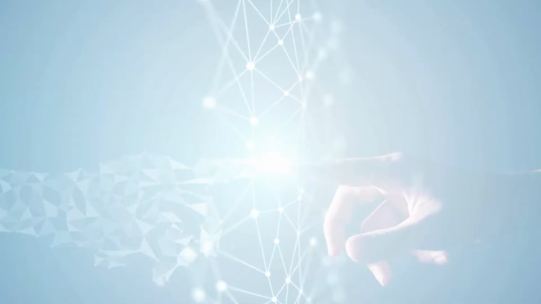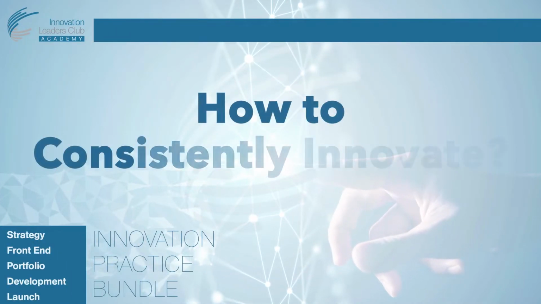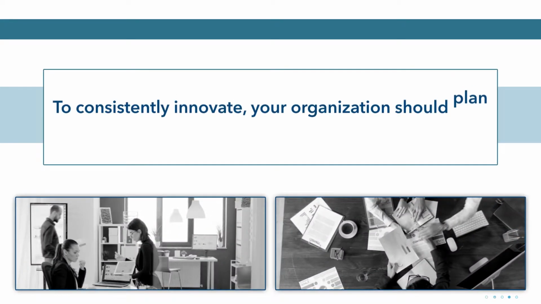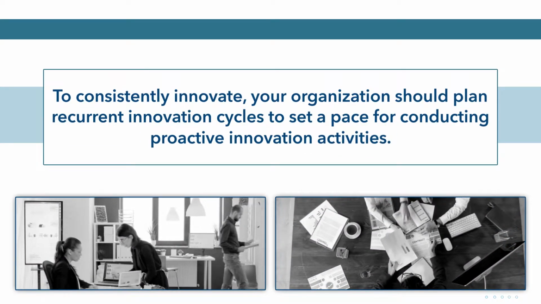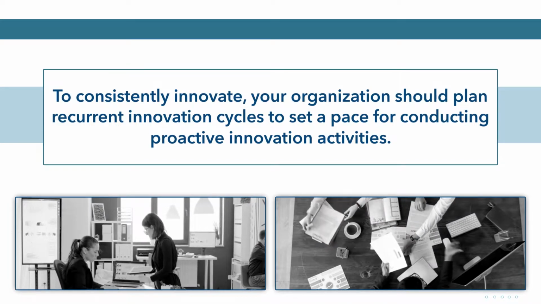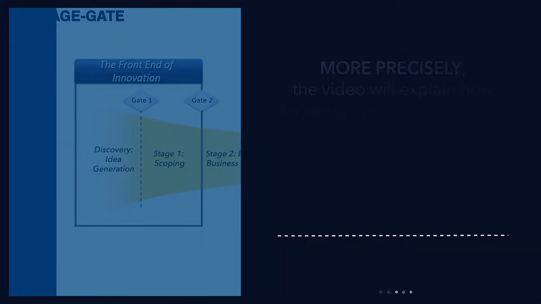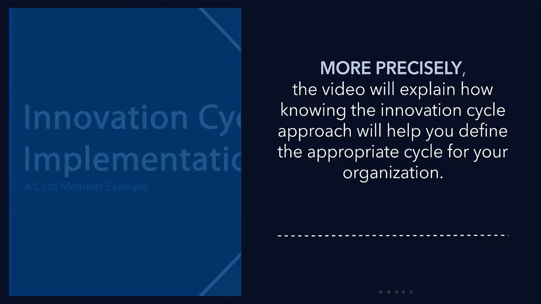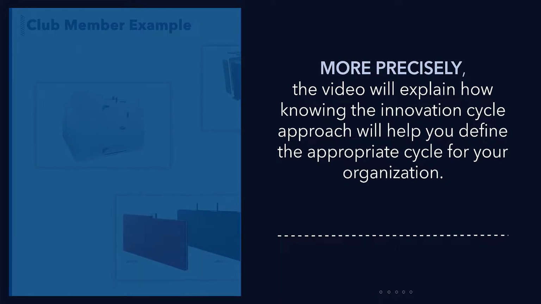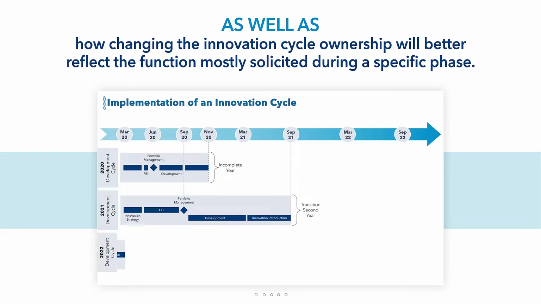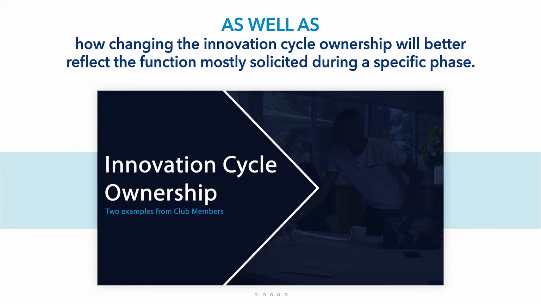This video from the Innovation Leaders Club will elaborate on how to consistently innovate. To consistently innovate, your organization should plan recurrent innovation cycles to set a pace for conducting proactive innovation activities. More precisely, the video will explain how knowing the innovation cycle approach will help you define the appropriate cycle for your organization, as well as how changing the innovation cycle ownership will better reflect the function most solicited during a specific phase.